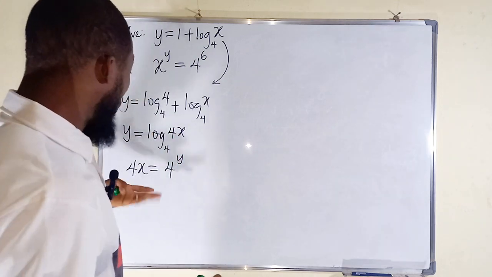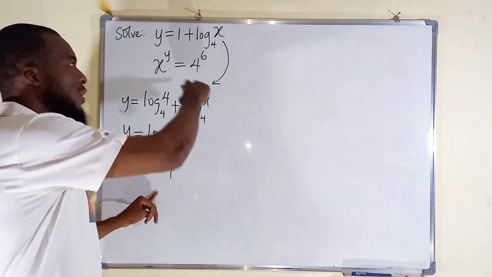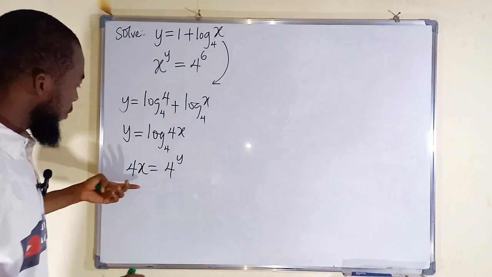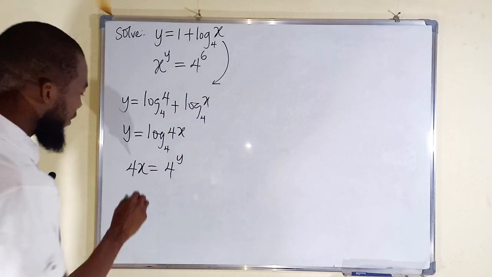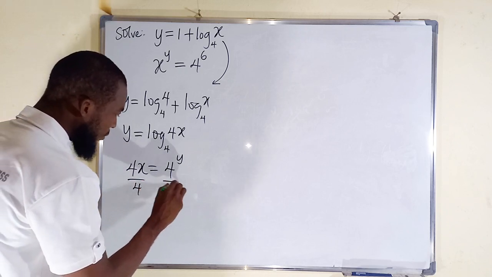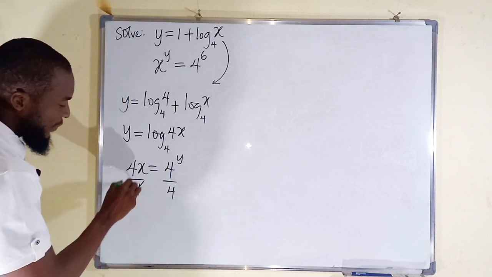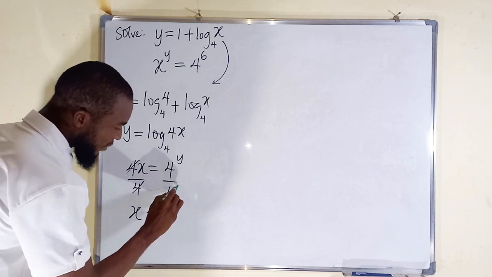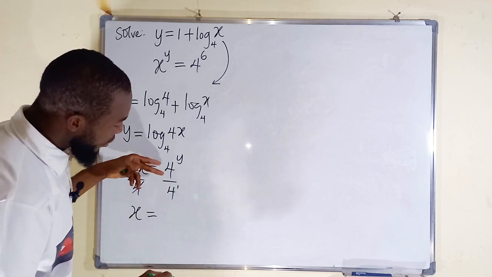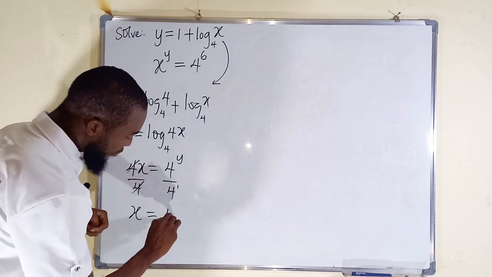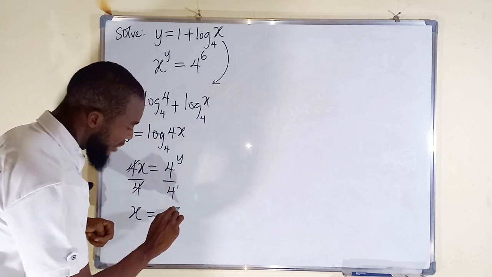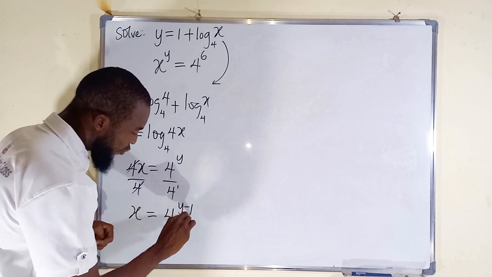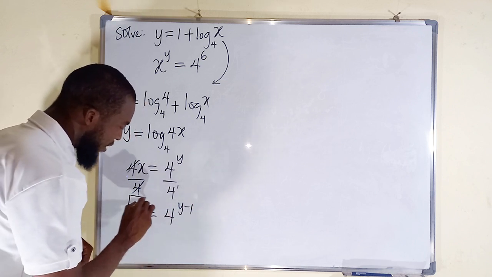Let us make x the subject here, then we plug it into the second equation. Let us divide the left and the right hand side by 4. On the left hand side, 4 will cancel 4. We have x equal to, naturally this has a power of 1. According to the laws of indices, you can take one base and subtract the exponents. We have 4 to the power of y minus 1. This is a very important equation.